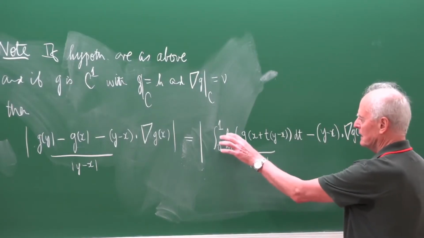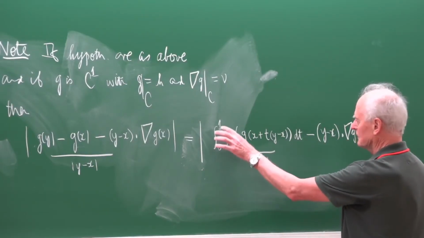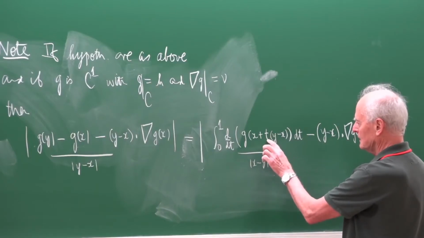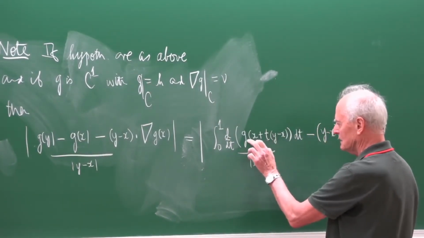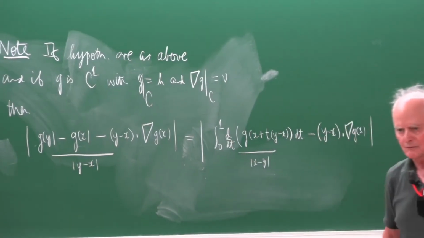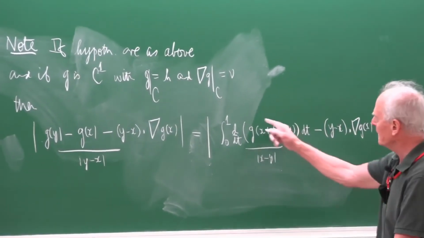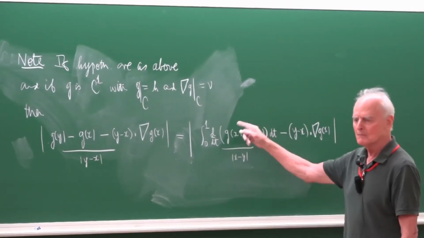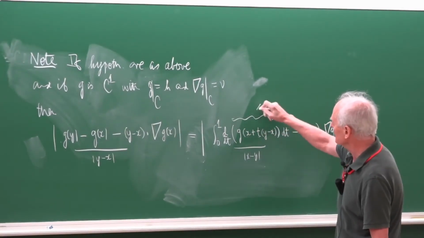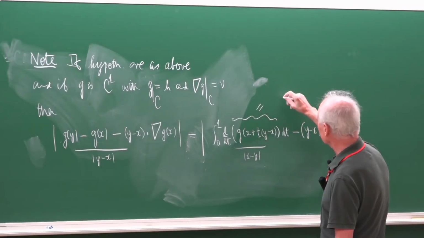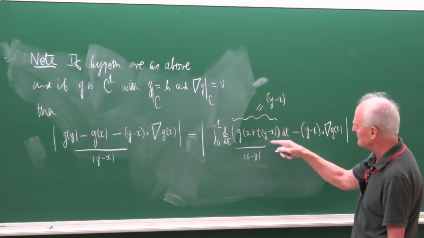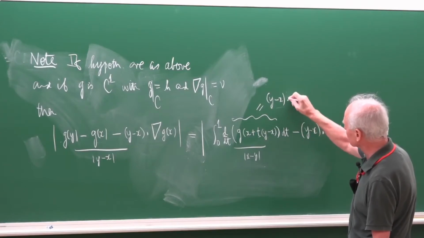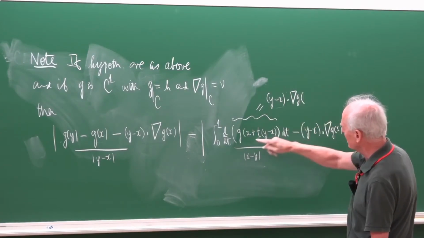That's correct, isn't it? Because when I integrate, this is the integral of a derivative. So at the top limit of integration, I get t equals 1, so I get x plus y minus x, which is G at y. At the lower limit of integration, I get t equals 0, which is G at x. So that's the same thing, just written in a different way. And on the other hand, we can use the chain rule to compute this. Just take the chain rule. The derivative with respect to t of this gives us the y minus x vector dotted with the gradient of G evaluated at this point.